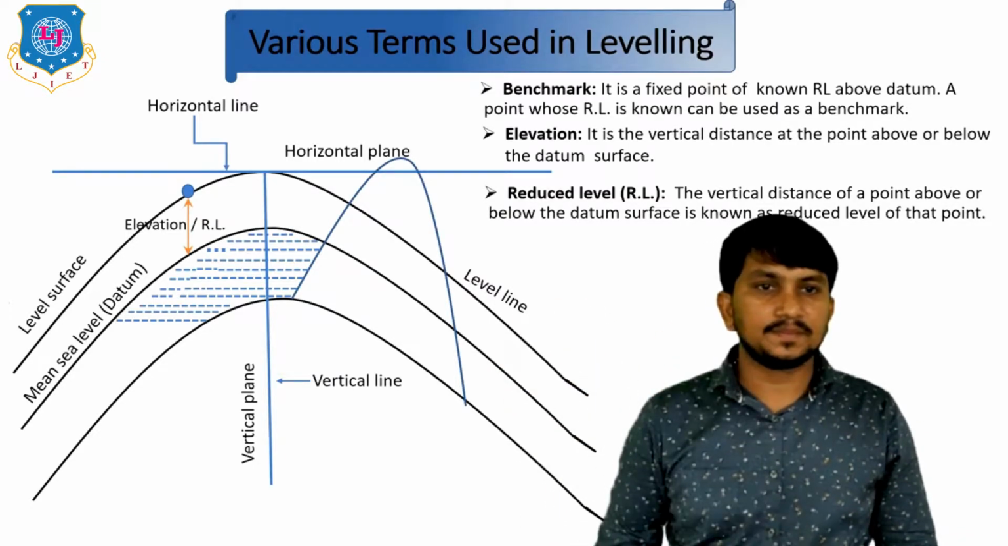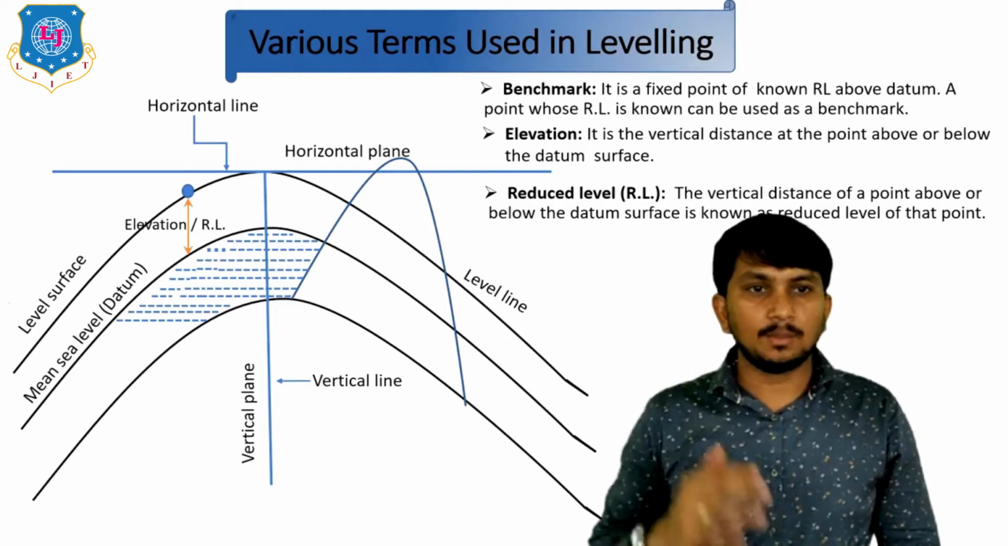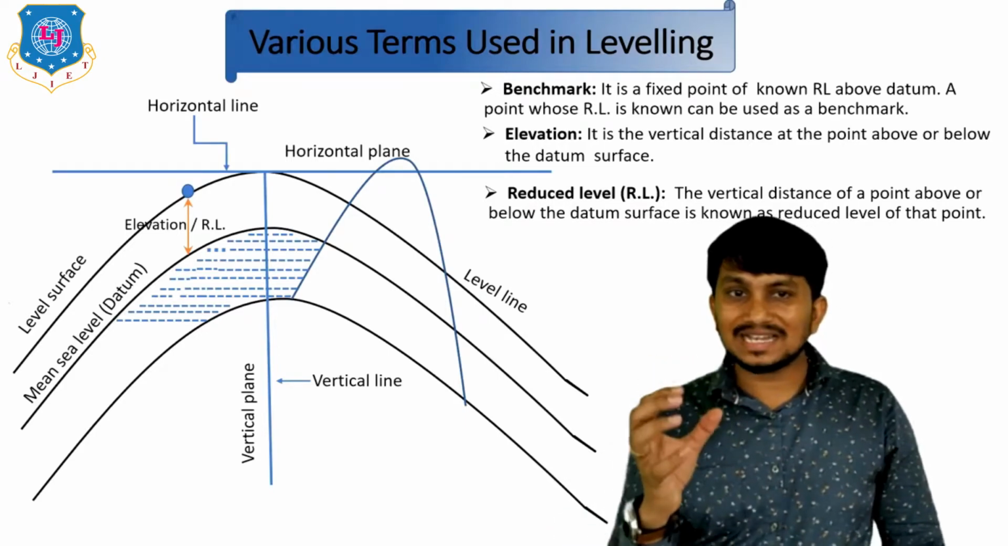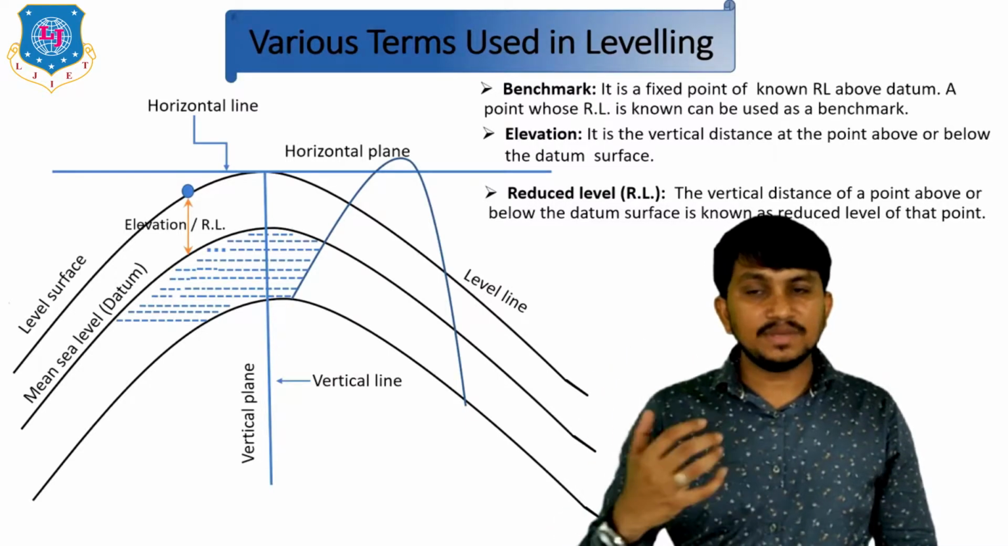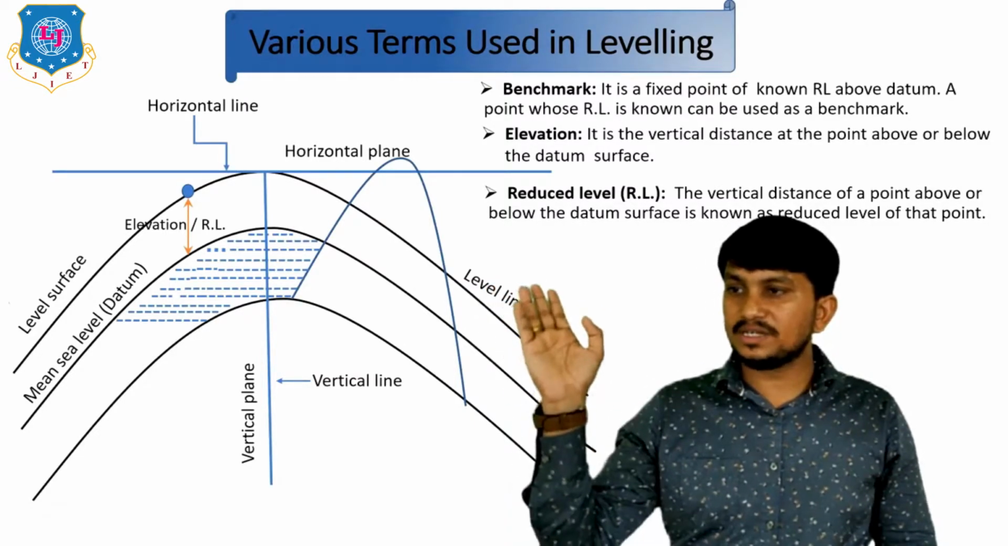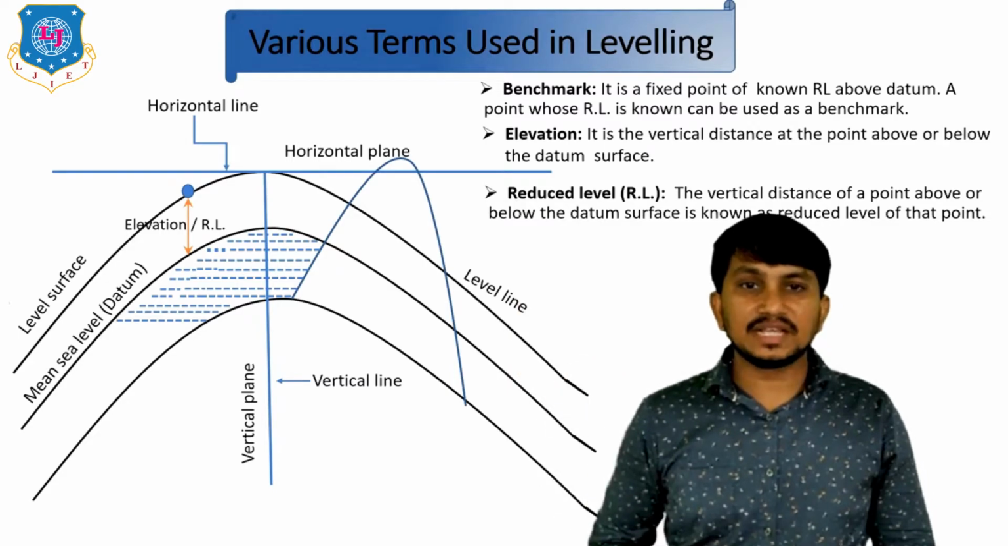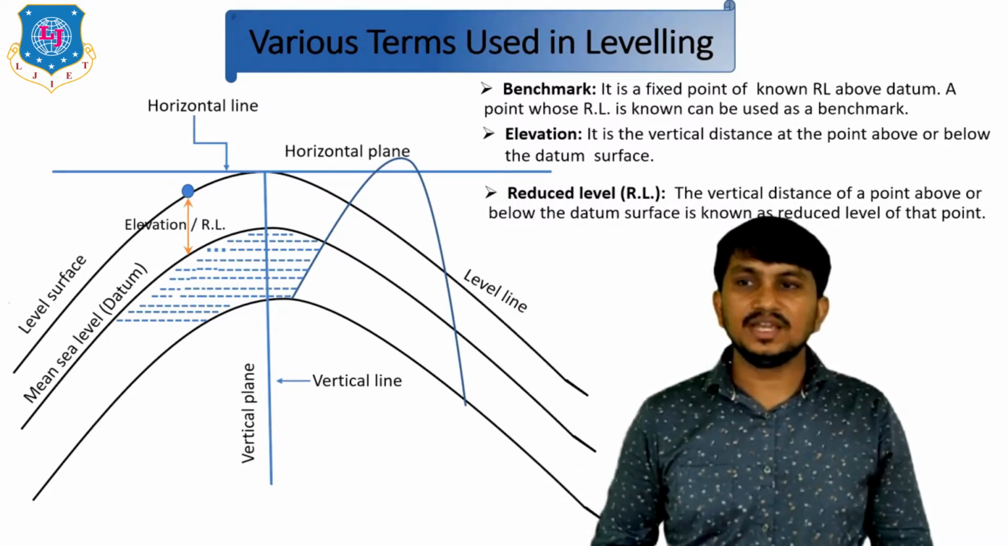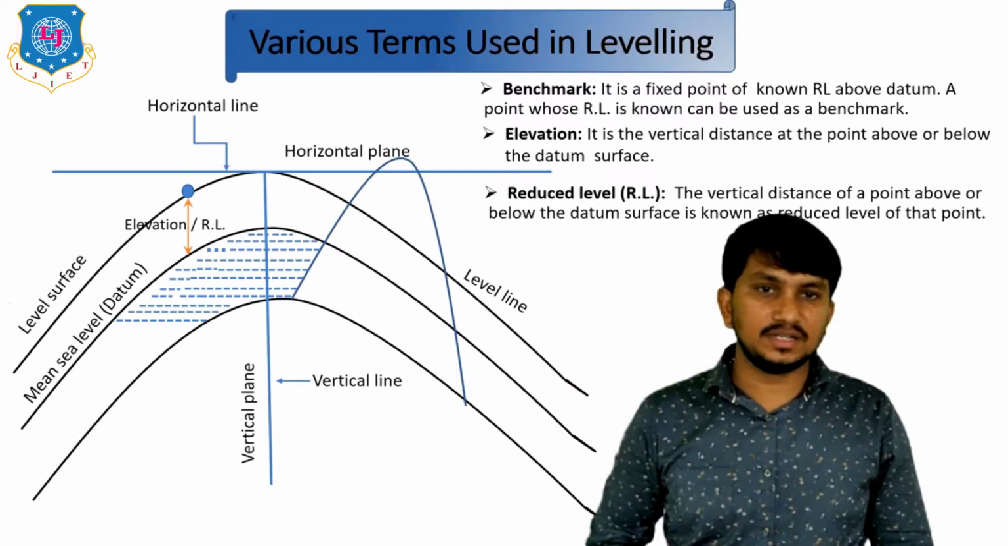It is the fixed point having known RL above datum. A point whose RL is known can be used as a benchmark. So if the RL of this point is known, it can be used as our benchmark. These are the various terms used in leveling.